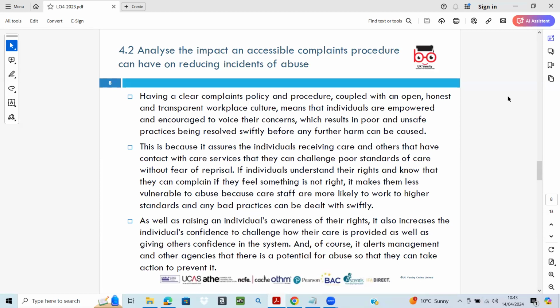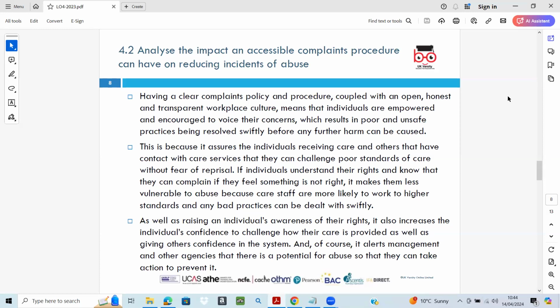So, why is raising awareness of rights and increasing confidence in the system important? What it does is build trust in the care system. When individuals know their rights and feel confident that their complaints will be taken seriously, they are more likely to use the system to safeguard themselves and others. This collective confidence can deter potential abusers.